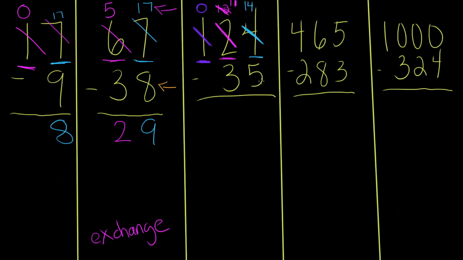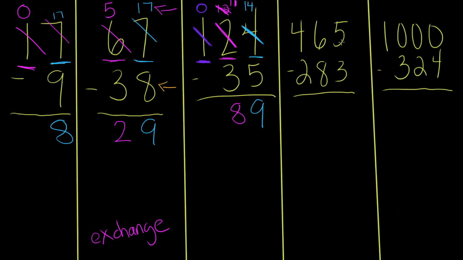And now I can subtract. 14 minus 5, that's going to be 9. 11 minus 3, that's going to be 8. 0 minus nothing, well, that's just going to be nothing. Okay, let's keep it going.